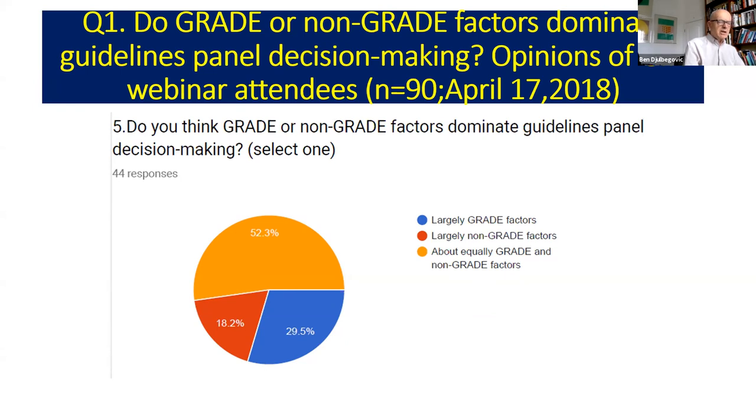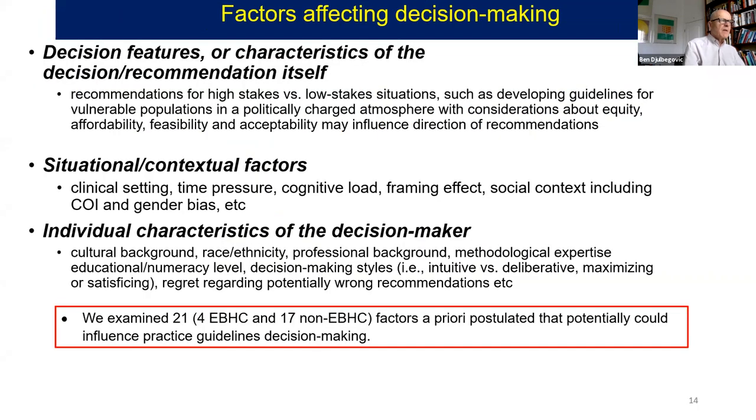Later in the talk, I'll try to give an answer to this question. But as you can see here, at least 3 years ago, the GIN group, which is presumably composed of the people who know guidelines best, was pretty much divided in terms of which factors drive decision-making, even when the guidelines apply the GRADE system to develop recommendations.